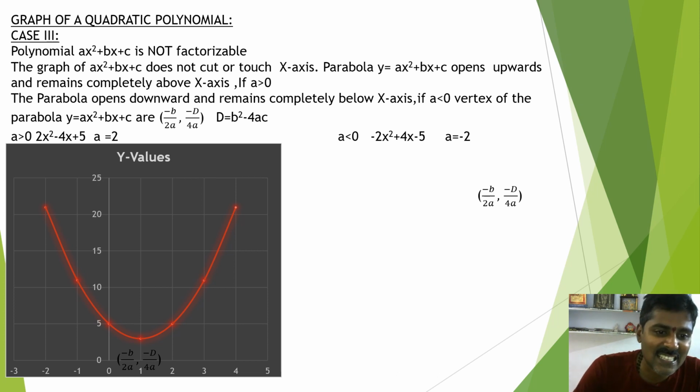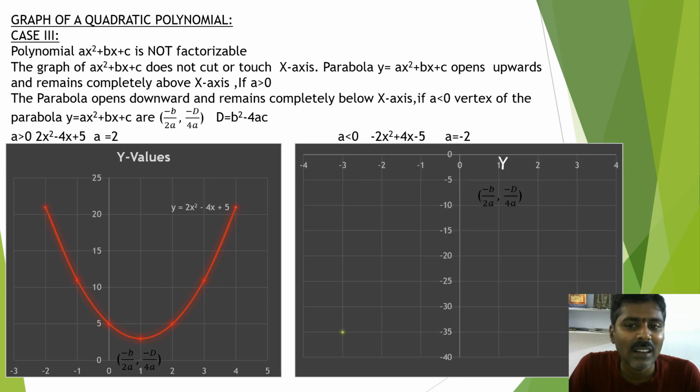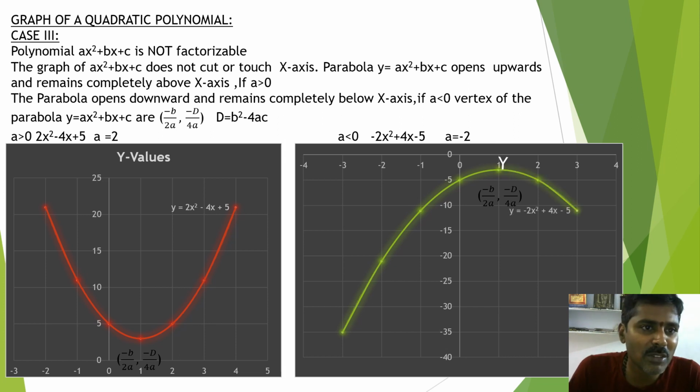It doesn't touch the x-axis. And in the second graph, if you observe, plotting all the different points, you will get a downward parabola which is completely below the x-axis. So once you observe these three cases, I think you have understood well.